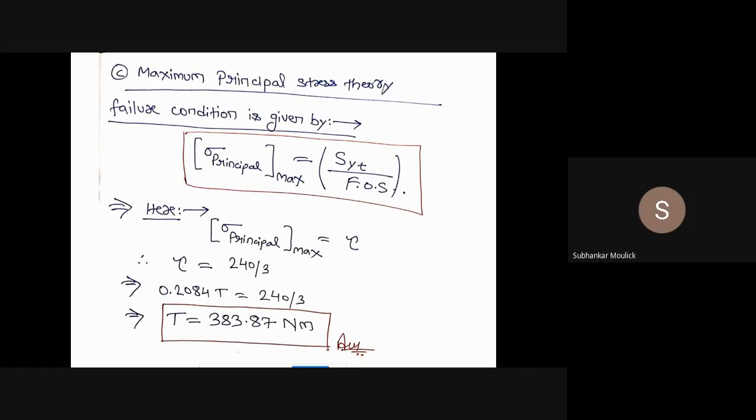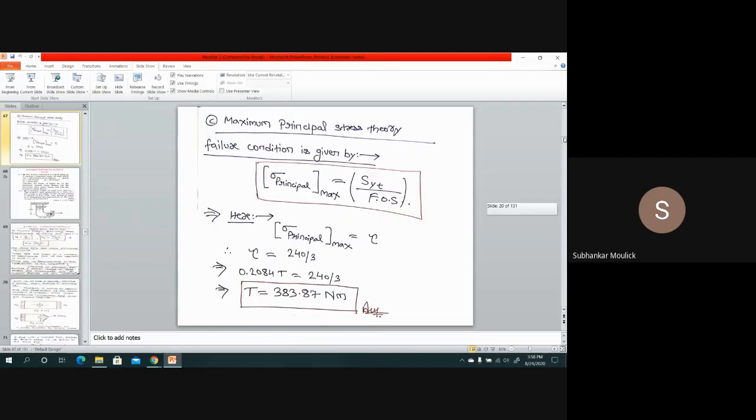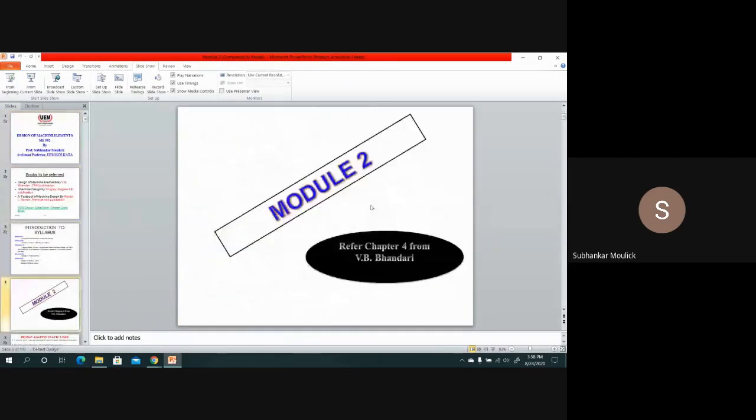Okay, sir. Fine. So for this second module, you can refer to chapter 4 from VB Bhandari. I repeat, for the second module, you can refer to chapter 4 from VB Bhandari. All the topics are not covered by me, because in chapter 4 you will find cotter joint and knuckle joint, which is also there. I think SDB sir is taking that part, cotter joint and knuckle joint, but you see my part, and accordingly you study from this particular book, chapter number 4.